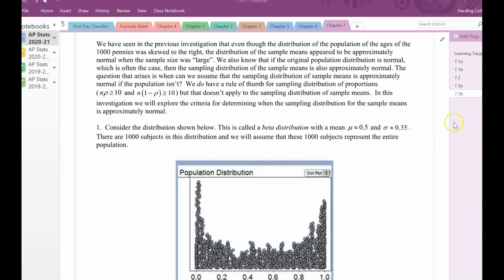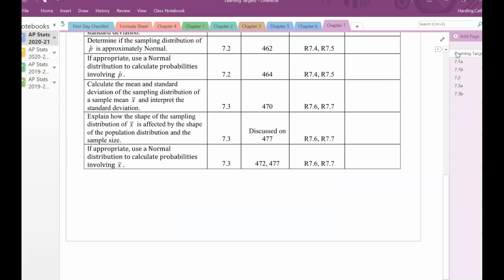Just to review what we talked about in class today for section 7.3. We calculated the mean and standard deviation of the sampling distribution of sample means and interpreted the standard deviation. Today we're going to continue talking about the shape of the sampling distribution of sample means, how it's affected by the population, how it's affected by the sample size, and then we're going to get into when you can apply a normal distribution to calculate probabilities involving the sampling distribution of sample means.